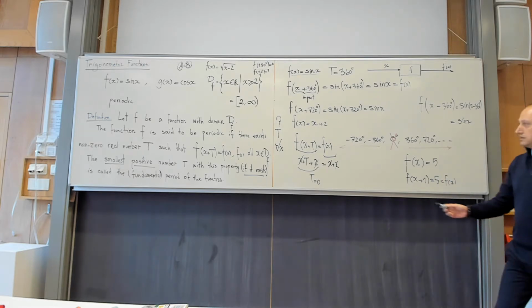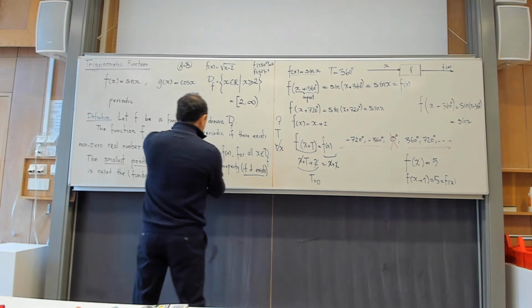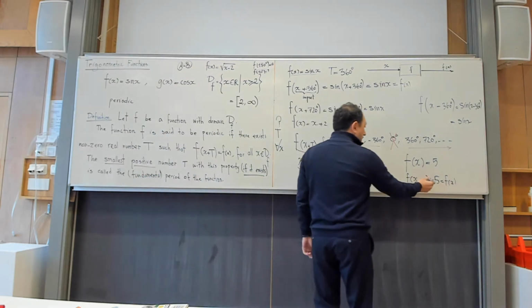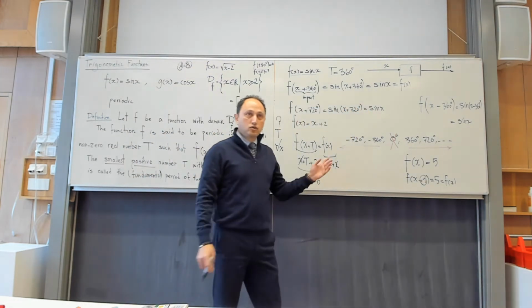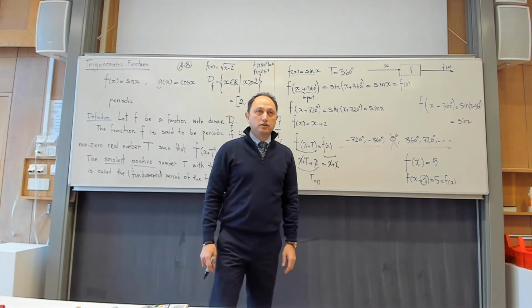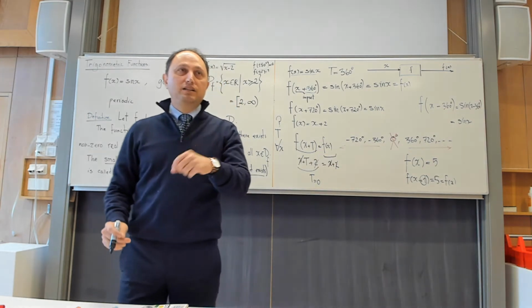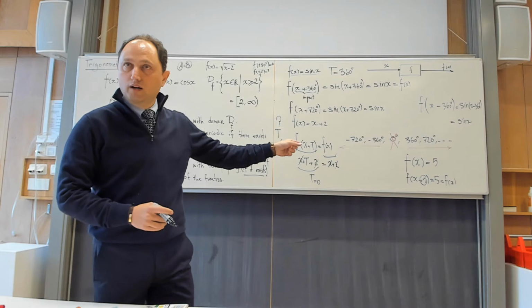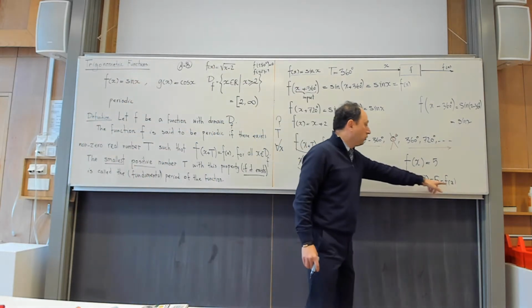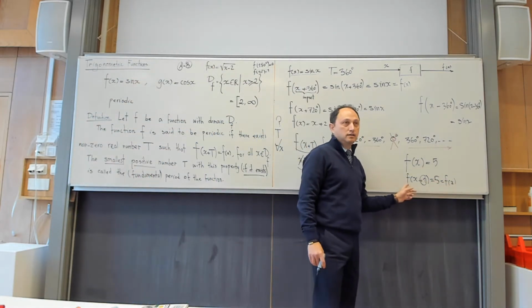So by comparison, you see that T here is played by this 1. So this is a periodic function because I was able to find a non-zero number, in this case 1, so that this property holds for every choice of x. Understandable? Yes or no?